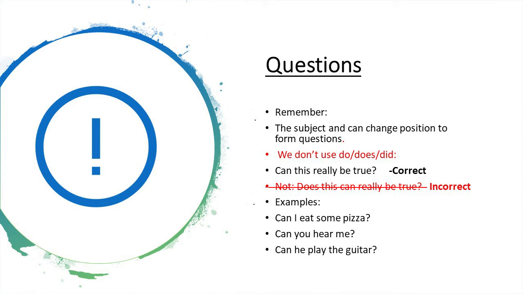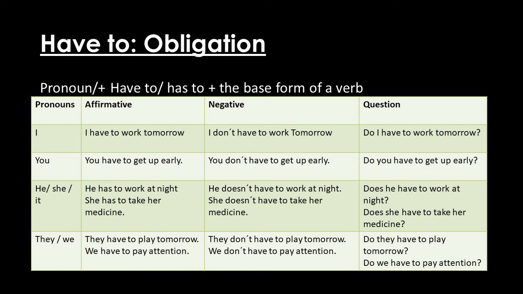Now I'm going to show you how you can use "have to" in sentences. We use "have to" for obligations. As you can see, we have here a chart with the pronouns: affirmative, negative, and questions. These are the different forms that we can use "have to."